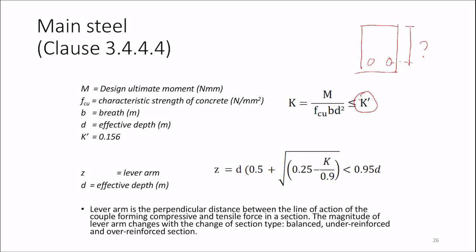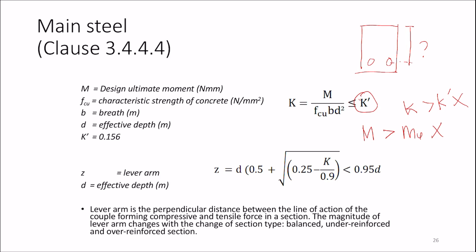Kalau dia lebih pada K prime, maksudnya M will be bigger than MU. Kalau K you dapat lebih besar daripada K prime, maksudnya M tu adalah lagi besar daripada MU. Bila kita proceed up until this stage, for your syllabus, kita takkan dapat this kind. So, kita takkan dapat K ni akan lagi besar daripada K prime. Tak akan juga. Right? So, value dia mesti lagi rendah atau sama dengan K prime.